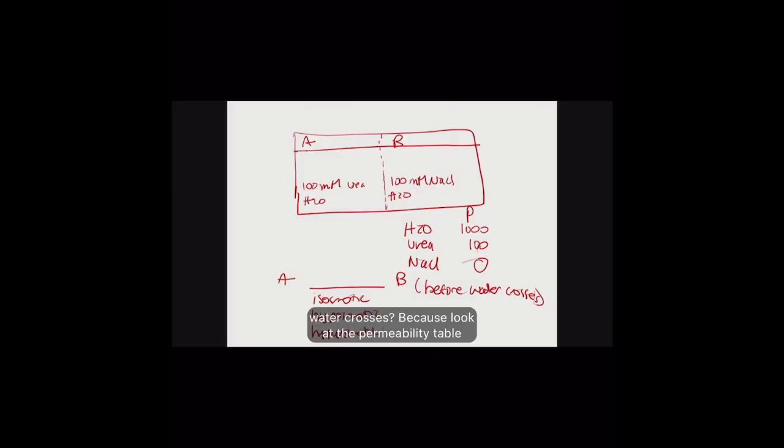Because look at the permeabilities, at the permeability table right here. Water is going to be the one that has the highest permeability. That selectively permeable membrane has the highest permeability for water. So regardless of the driving force, if we have a driving force, that's what's going to move first, the fastest, water. Because the relative permeability is 1,000 compared to urea, which is 100, and sodium chloride, not permeable too.